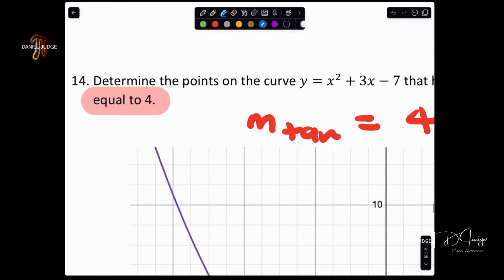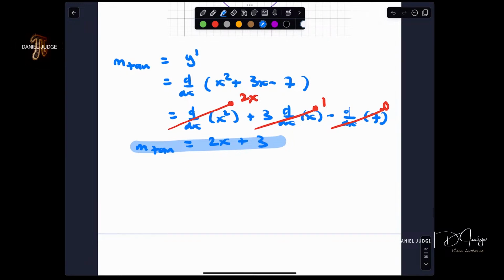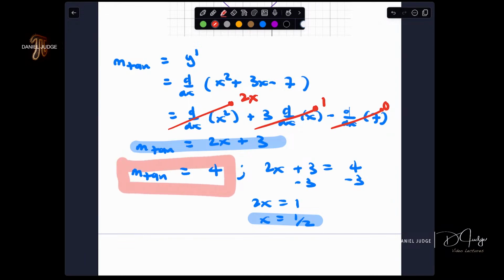Okay. Determine the points on the curve. We need an x coordinate value, and then we'll get the y coordinate. So to say m tangent is 4 now, but m tangent is 4. That means 2x plus 3 must equal 4. So solve this for x. 2x is 1. X is 1/2. So that's the x coordinate where you have m tangent equal to 4.